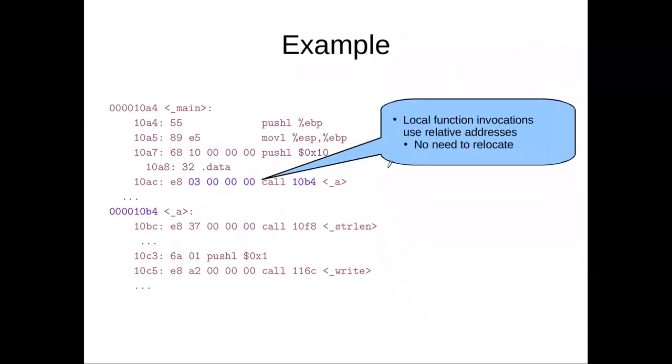Local function invocations. So A is defined here. Remember, this is just a delta to call A. So this is like +3, because again, if you add up the bytes properly, you will understand that it's only 3 bytes away. No need to relocate, that's good.